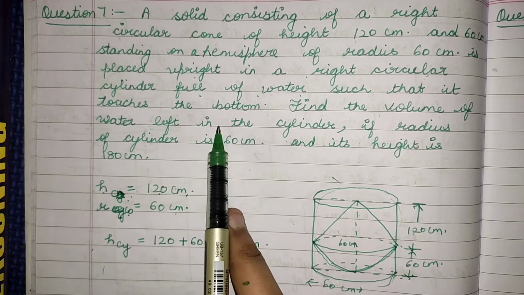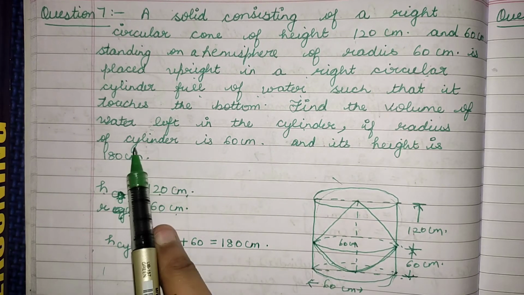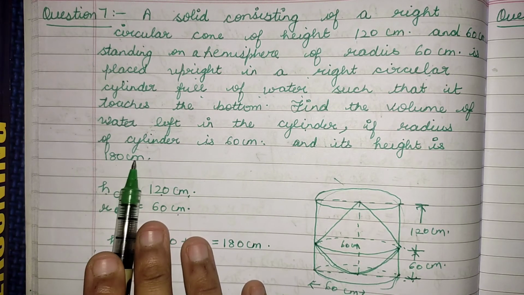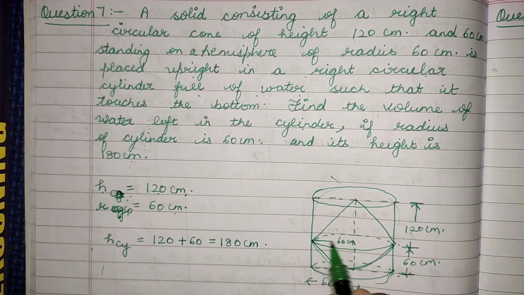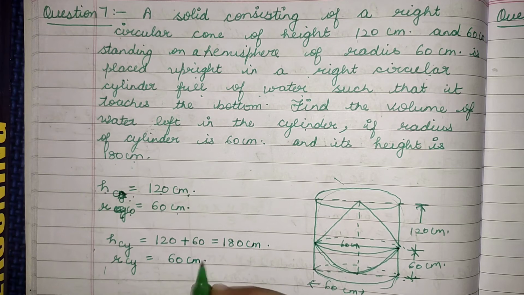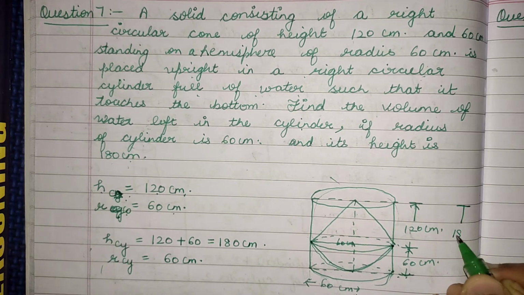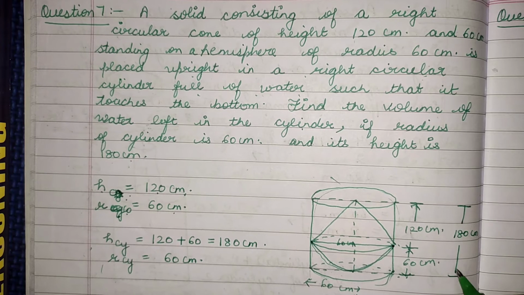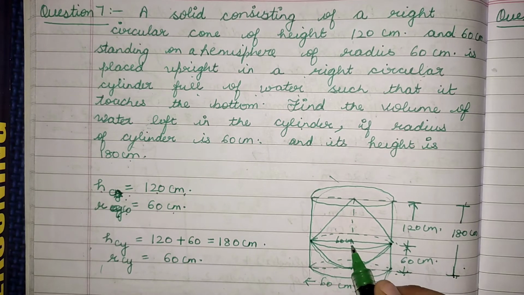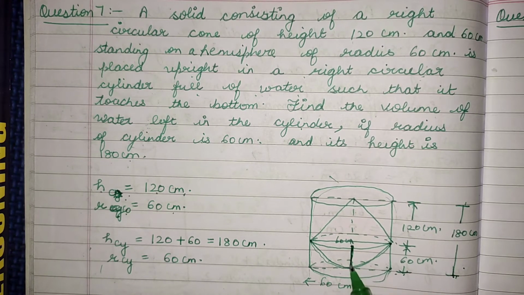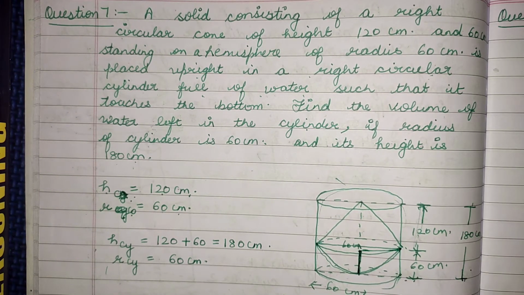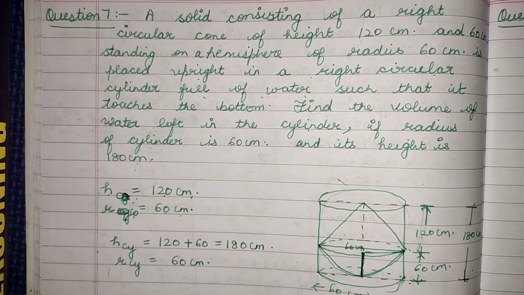Find the volume of the water left in the cylinder if the radius of the cylinder is 60 centimeter and its height is 180 centimeter. So the radius of the cylinder is also 60 centimeter, and the total height is given as 180 centimeter. See, if this is the total height of the figure, then this height is 60 because it is the radius of the hemisphere. So what is the height of this part? This part will be 180 minus 60, which is equal to 120.